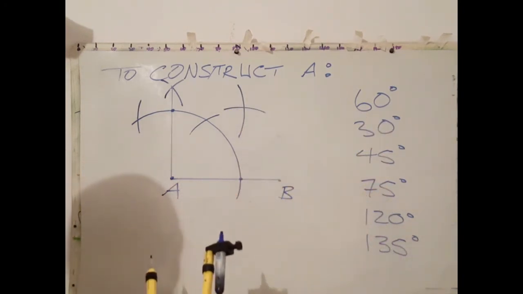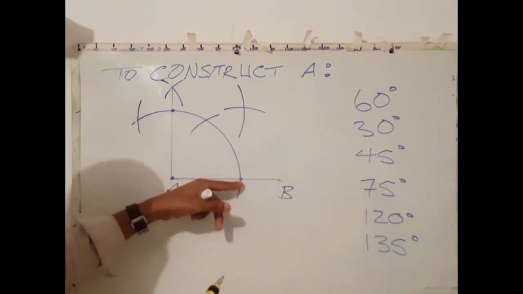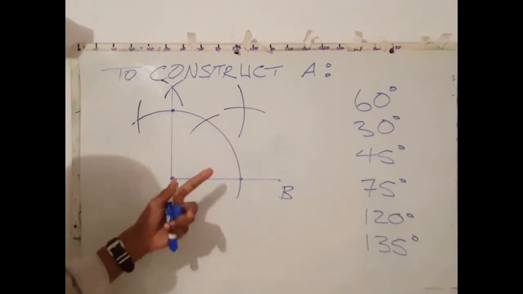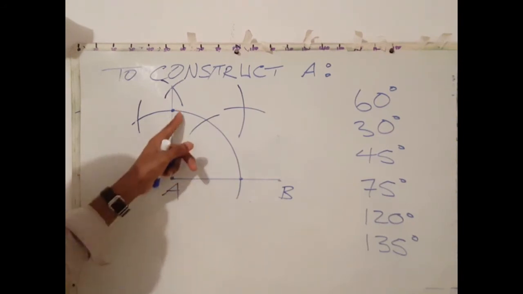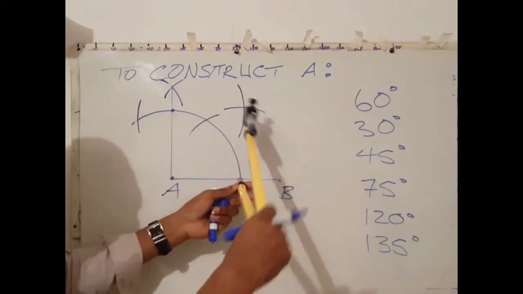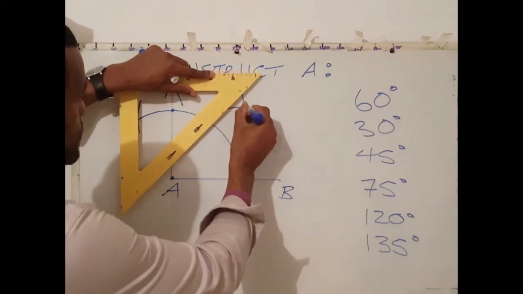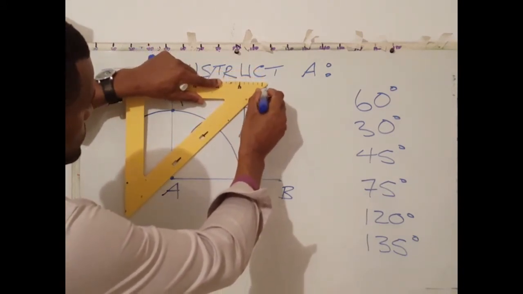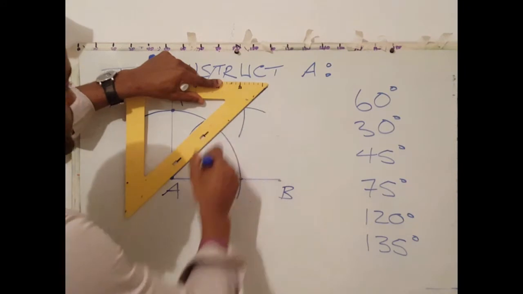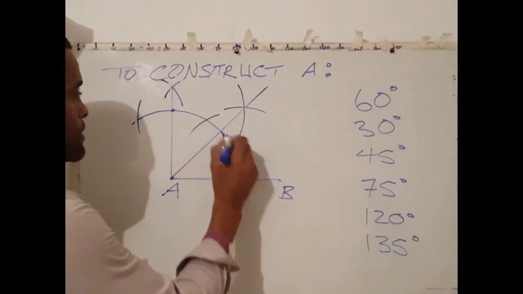So first, I open my compass to a suitable radius, and I'm using this same line. I could also create a next line down here and also use it, but this line can work also. So again, I go here, first arc, second arc. Final step is to draw a line through the point where both arcs meet to point A. And this is my 45-degree angle.